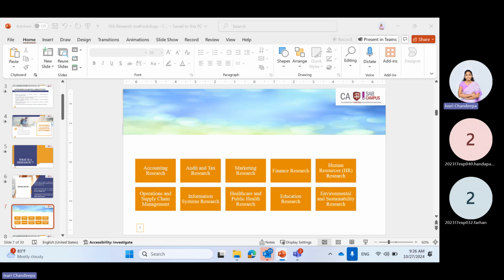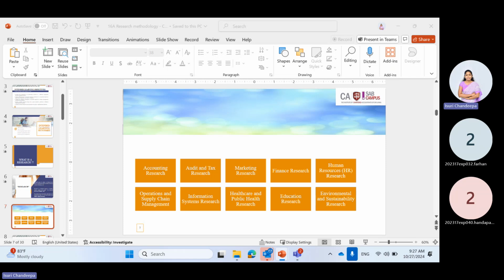Marketing research. How social media is impacting the customers' purchasing decisions. Research: how social media is impacting the purchasing intention of the customers. What else? Yes. How brand loyalty is impacting customer satisfaction or the customers' buying decision. Is there a relationship?